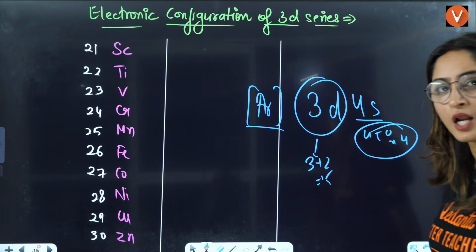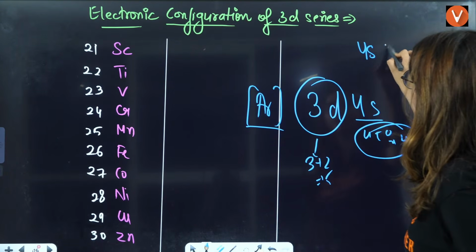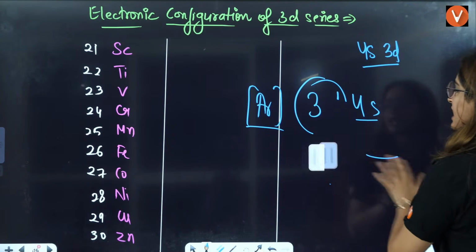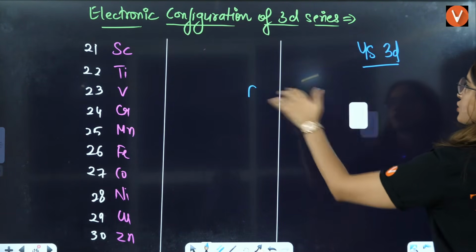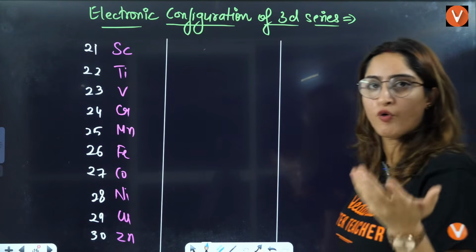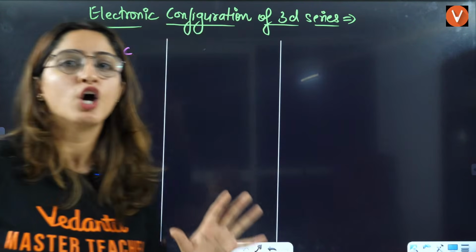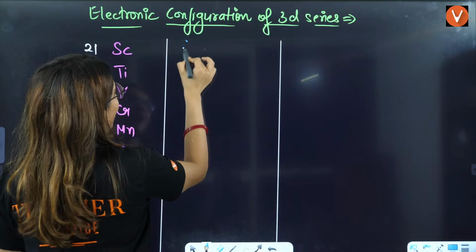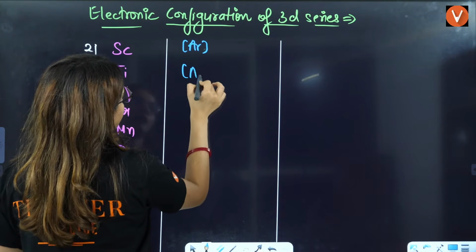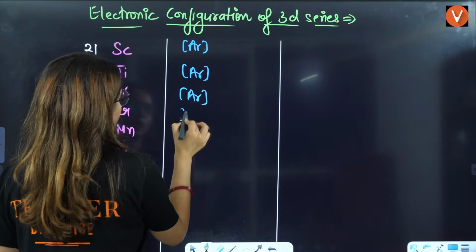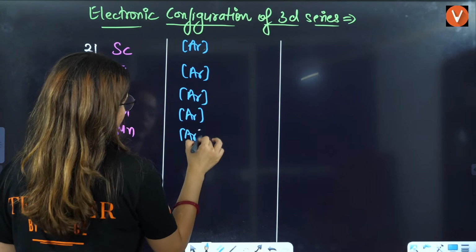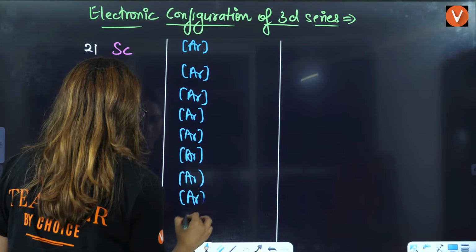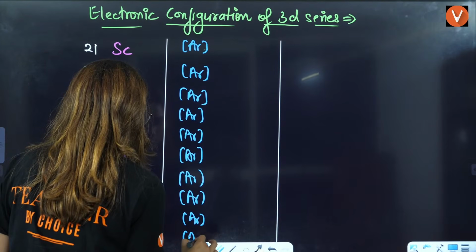So can I say that 4s will be filled first, then you will have 3D? That's how it will be written. I just applied the n plus l rule here. 4s has n plus l of 4, 3D has n plus l of 5, so in increasing order, 4s will be filled first. So you can write argon everywhere, for all ten elements.